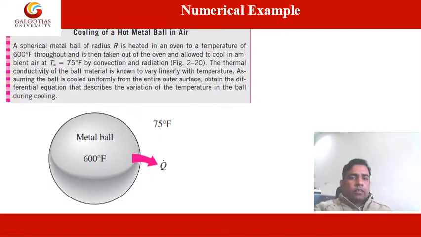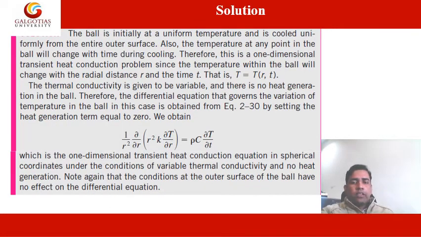Then again, the cooling of a hot metal ball in the air. This is the ball which is at 600 degree Fahrenheit initially, and the ambient temperature is 75 degree Fahrenheit. So the heat will be transferred from the metal ball to the atmosphere. Again we can solve this by utilizing, since the body is spherical, the general heat conduction equation for the sphere.